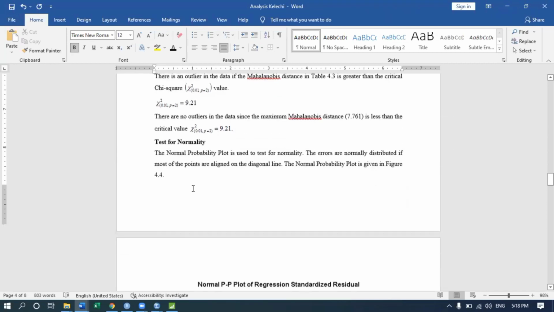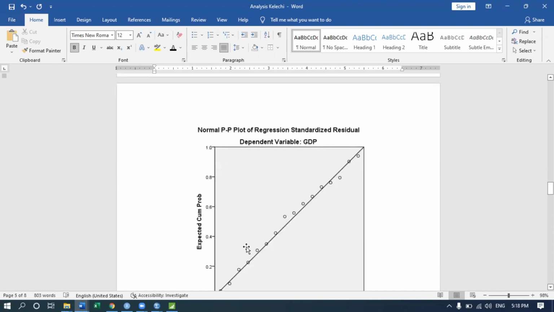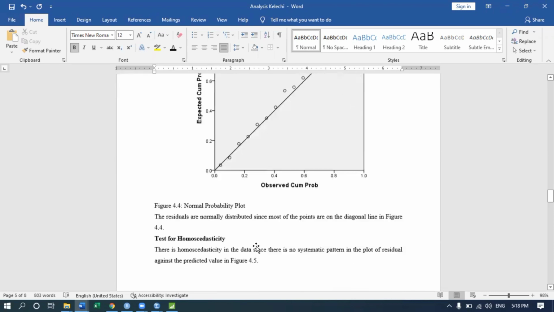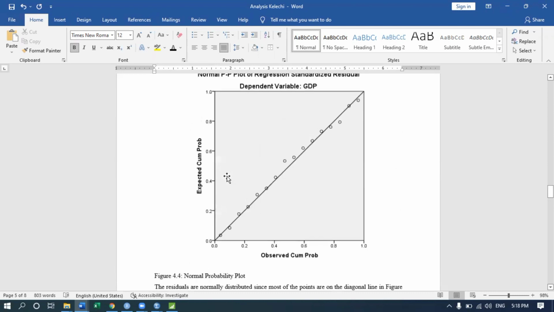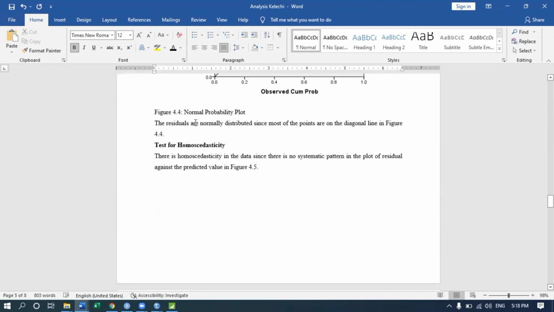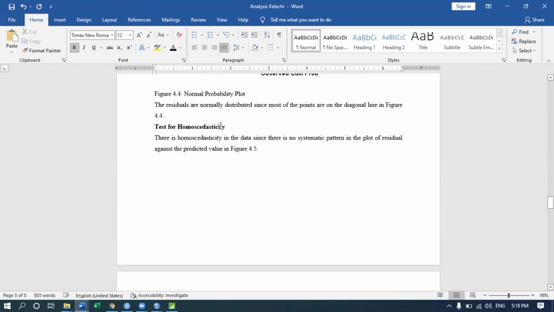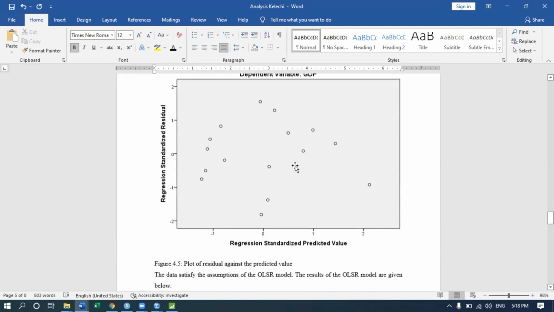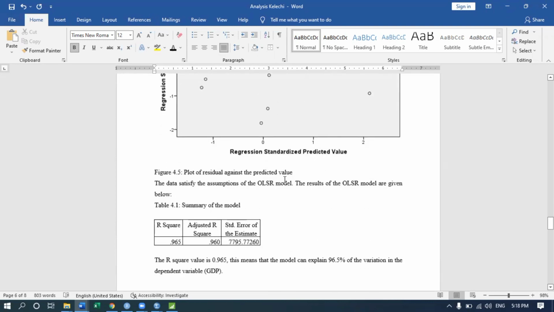So, test for normality. We saw that this one is normally distributed. The normality plot is used to test for normality. The errors are normally distributed if most of the points are aligned on the diagonal line. So the residuals are normally distributed since most of the points are on the diagonal line. Then test for homoscedasticity. There is homoscedasticity in the data since there is no systematic pattern in the plot of residuals against the predicted values. So there is no pattern. So the data satisfy the assumptions of the OLS model.